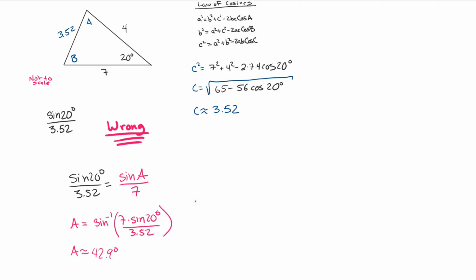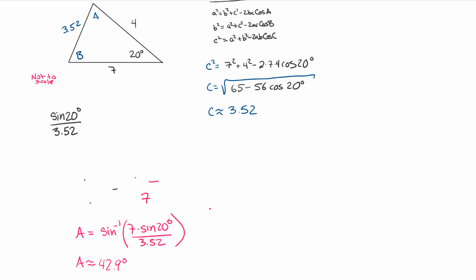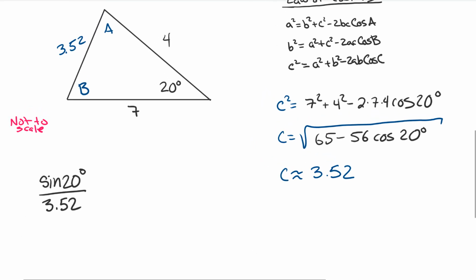But the way we're going to fight this: don't go after the largest angle. Go after the smallest angle with the law of sines. S with S. So let's do it the right way. Let's stop looking at all of this down here. 42.9. Remember that number if you could. So let's go after this one.